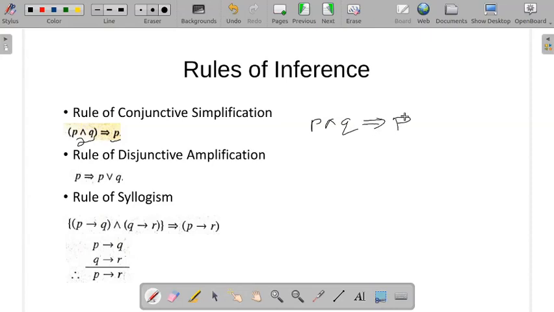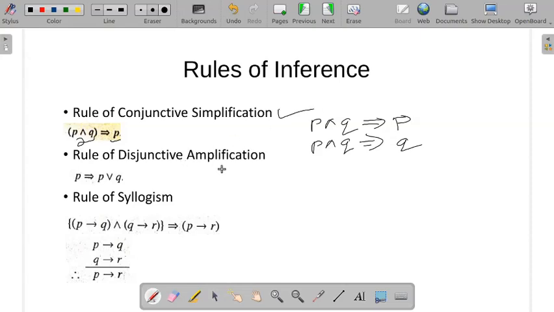So this is natural. If P and Q are true, then P is true. You can also extrapolate like this: if P and Q is true, then Q is true. This is also right. So we have finished with this one.